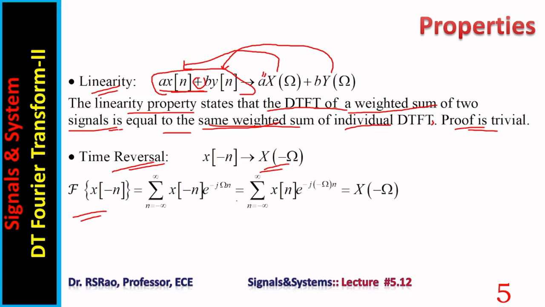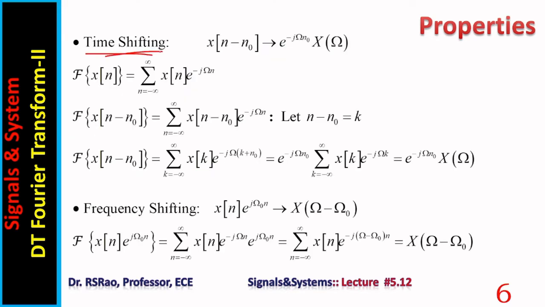Now it can be expressed as sigma n minus infinity to plus infinity x of n e power minus j minus omega n, which is of course x of minus omega. So DTFT of x of minus n is x of minus omega. Time reversal property. Time shifting, another property, is considered right now.